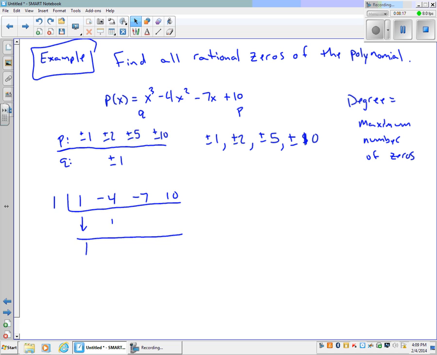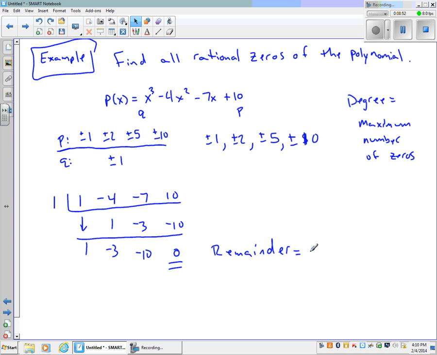1 times 1 is 1, and then we add straight down: -3. 1 times -3 is -3. Now we add straight down, and we get -10. 1 times -10 is -10, and when we add straight down, we get 0. And that's exactly what we want, because a remainder of 0 tells us that the number we tried over here is a 0.